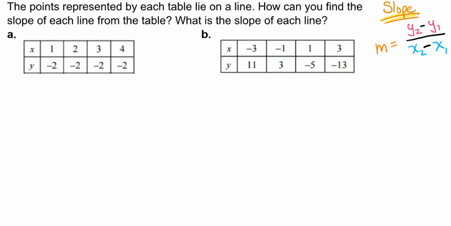So let's go ahead and pick a couple points for our table A. So in example A, let's use the first point. We'll call this our x1, and let's make this our y1. And then let's make this one our x2 and this one our y2. I'm just kind of grabbing some. So we're going to use this set of points and this set of points, and then we're just going to plug them into our equation.